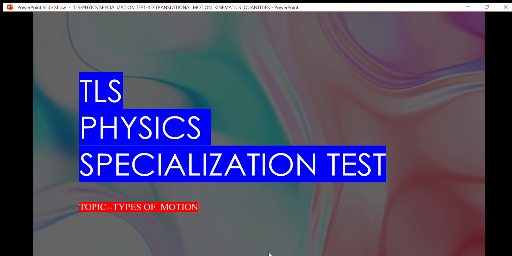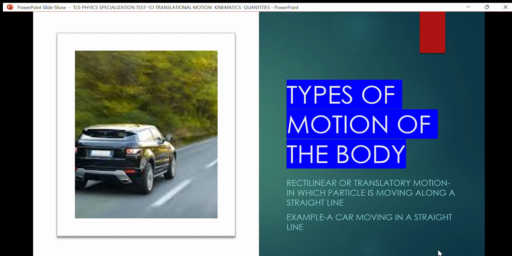In this small video, I will explain about different types of motion possessed by a body. The first one is rectilinear or translatory motion, in which a particle is moving along a straight line. An example for rectilinear motion is a car moving in a straight line. So this is one type of motion possessed by the body that we will call rectilinear or translatory motion.